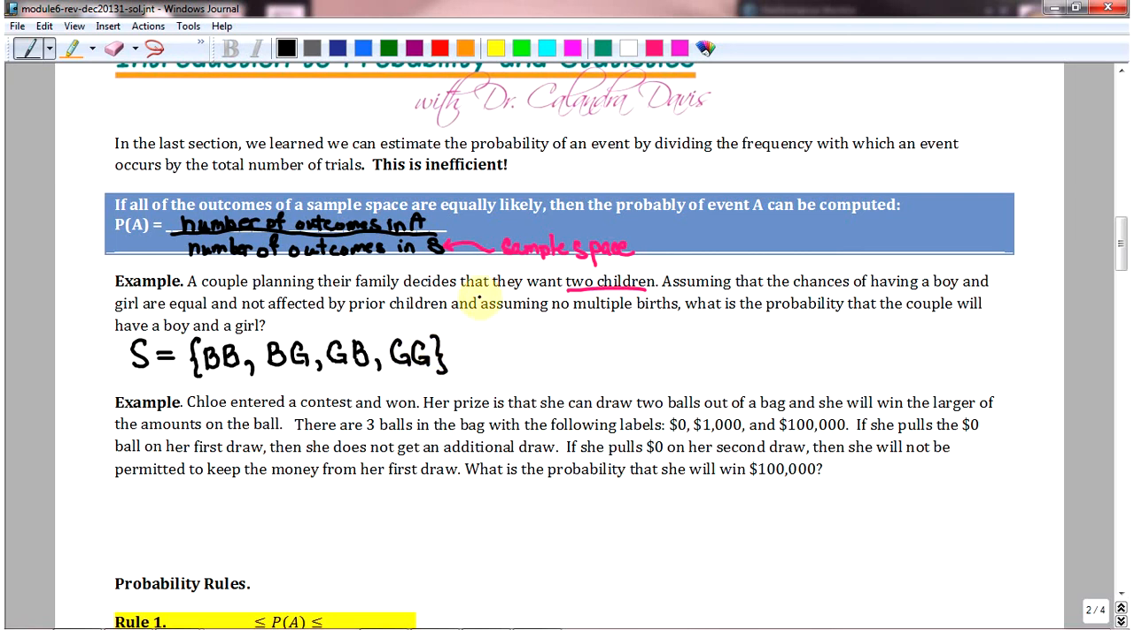So that's our sample space, but we want to know what is the probability that the couple will have a boy and a girl. Okay, well, that event happens twice in our sample space, a boy and a girl. So that means that we have 2 divided by the total number in the sample space, which is 4, or 1/2.